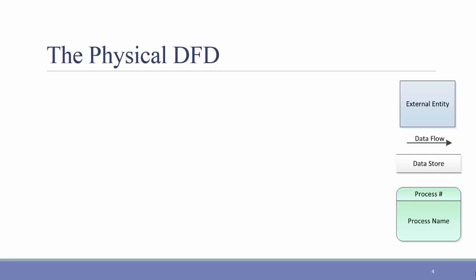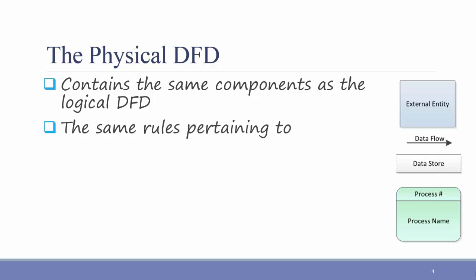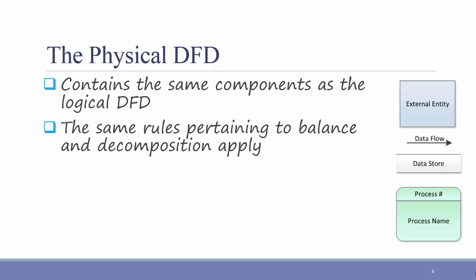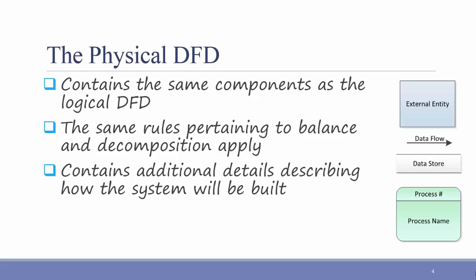The physical DFD contains the same components as the logical DFD, like those you see on the right: external entities, data flows, data stores, and processes. The same rules pertaining to balance and decomposition apply. That is, we'll still have a context diagram, level 0, level 1, etc. However, the physical DFD contains additional details describing how the system will be built.